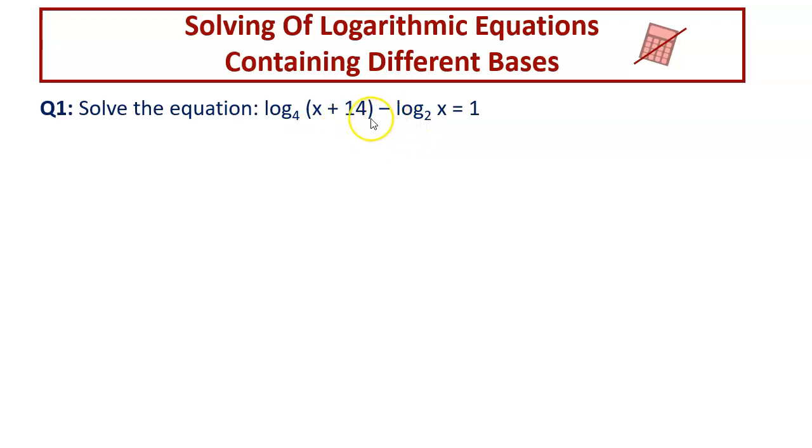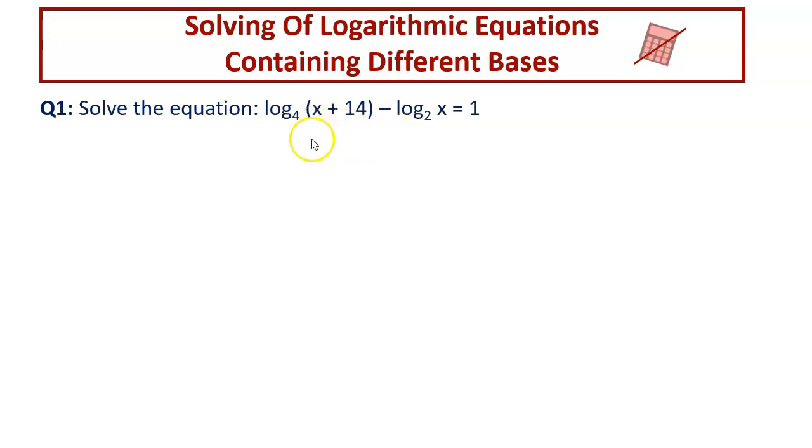I keep this as an exercise. Try to solve this equation taking the common base as base 10. See what value of x you get. But for our today's session, we will be taking the common base as one of these two numbers.